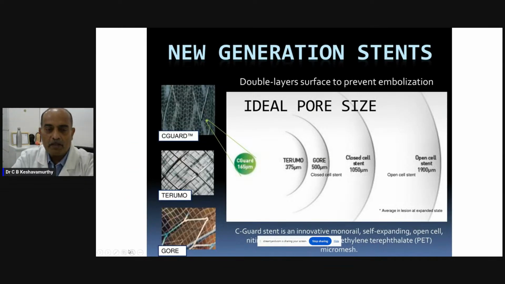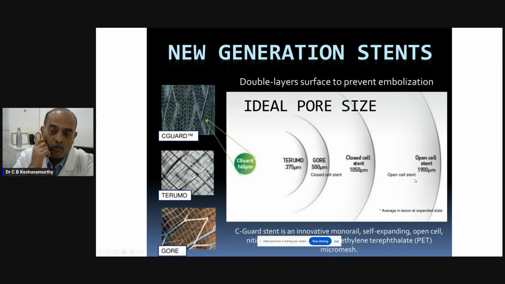So, what was special about this C-guard stent? C-guard stent is an innovative monorail, self-expanding, open cell, PET coated. There is a micro mesh around the stent. This is the micro mesh which is present on the outside of the stent, and it has a pore size of 165 microns as compared to the other cells.